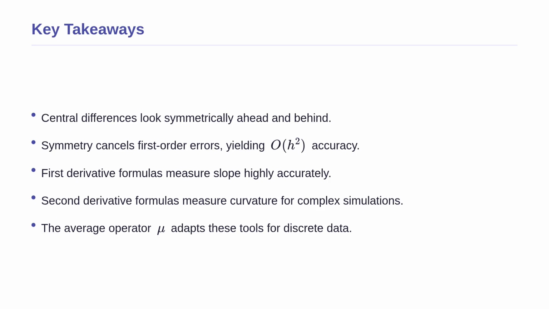We have covered a lot of ground today. Remember the three most important ideas. First, central differences achieve incredible accuracy by looking symmetrically ahead and behind, which mathematically cancels out large error terms. Second, whether you are calculating the first derivative for slope or the second derivative for curvature, these formulas are the foundation of modern computational science. Finally, the average operator allows us to apply these continuous concepts to discrete, real-world data. You now understand the mechanics behind how computers solve complex calculus problems. Excellent work today.